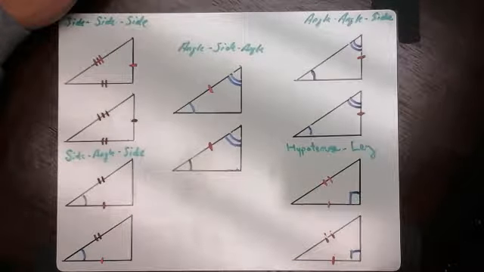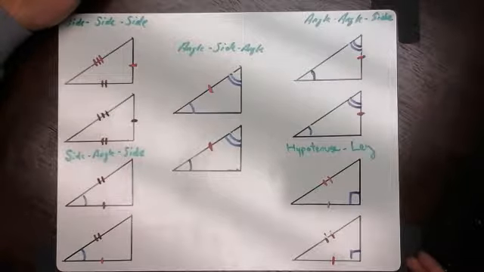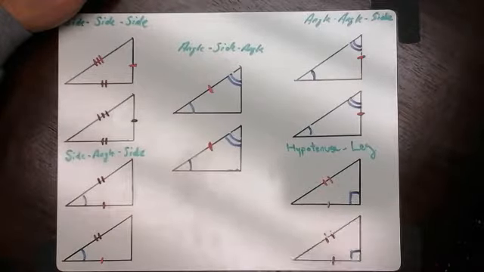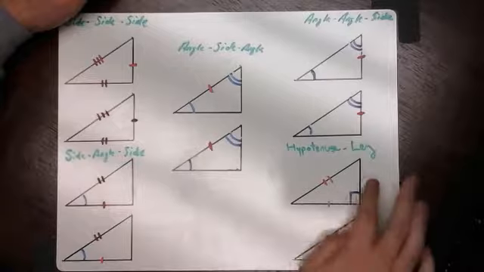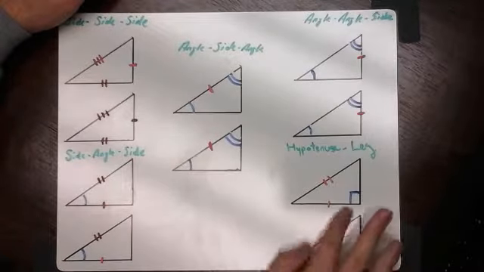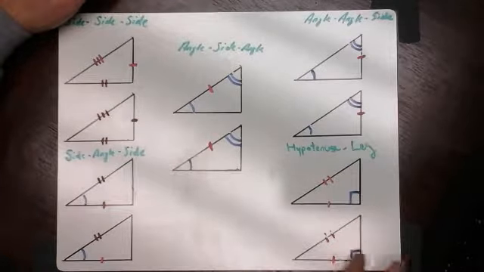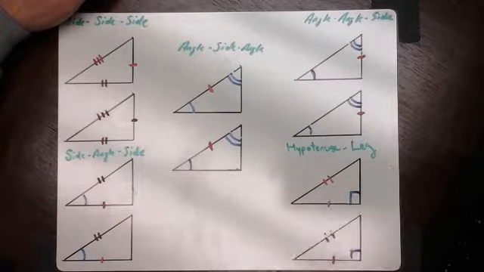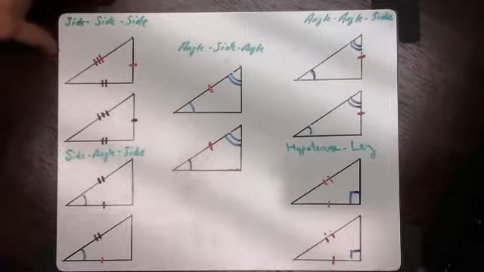Then we have hypotenuse leg, which is only useful for right triangles. So when I know I have a right triangle, I could say the hypotenuse, which is opposite the right angle, and any leg, if they're congruent, I could say the triangles are congruent by hypotenuse leg.